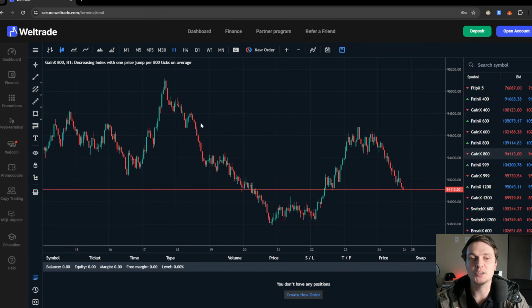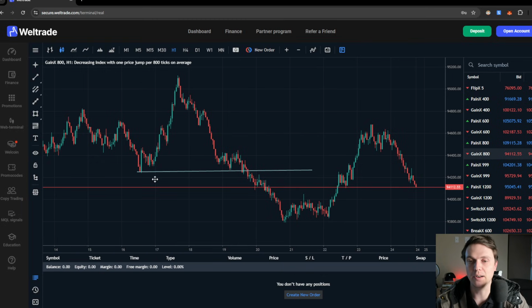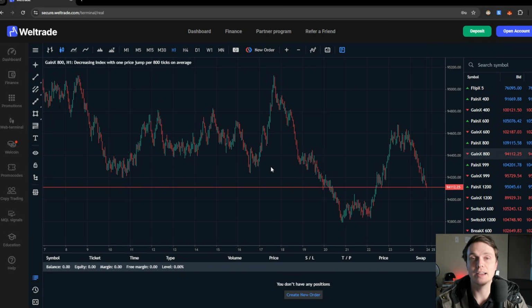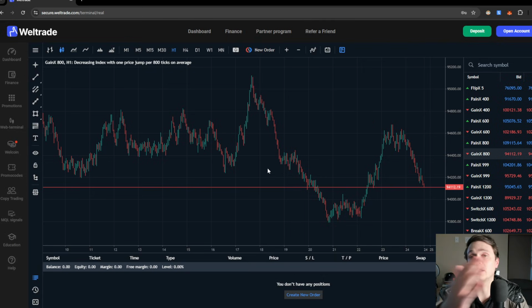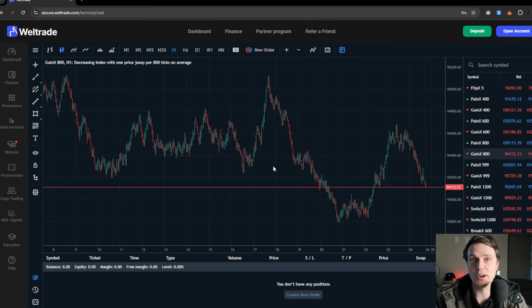And as you can see with the structure here on Gain 800, we are going downwards. We are making lower lows. So we are moving into a bearish market, or we are in a bearish market. And how to identify this is by just marking out a major low like this one, waiting for it to break to the downside, like you can see over here, which is indicating a break to the downside. Well, we are moving into a bearish movement.